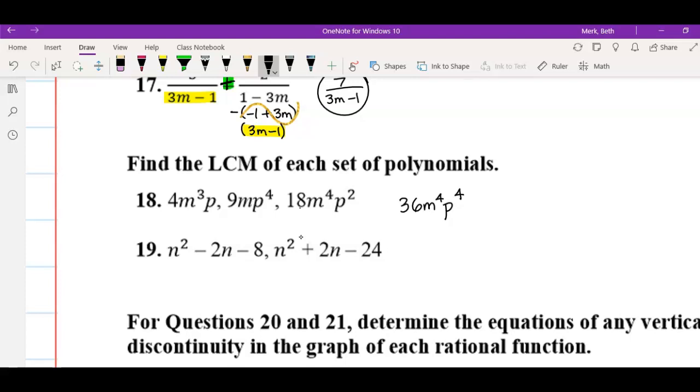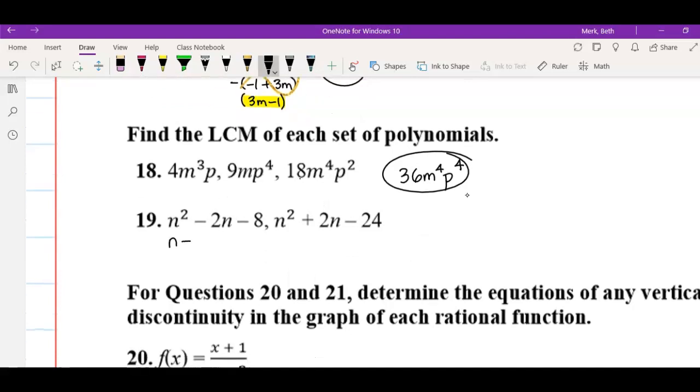If I were making a common denominator, they would have to all be 36 m to the 4th, p to the 4th. I would have to multiply this one by 9m, p to the 3rd. I would have to multiply this by 4, m to the 3rd, p, and I would have to multiply this last fraction by 2p squared, just so that we could have this common denominator.